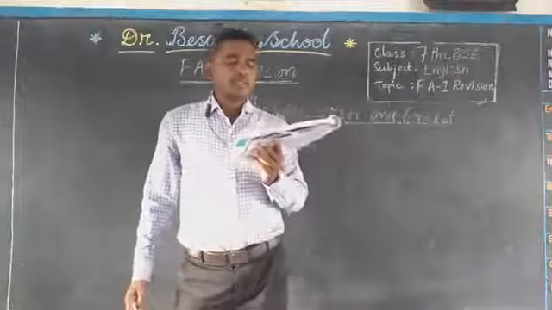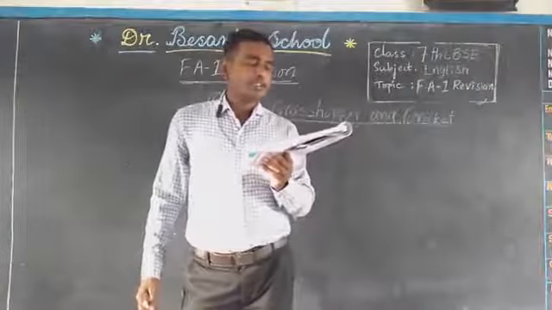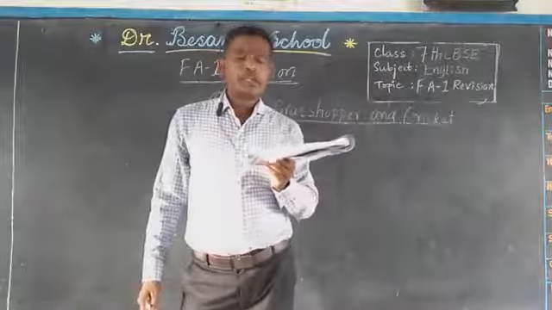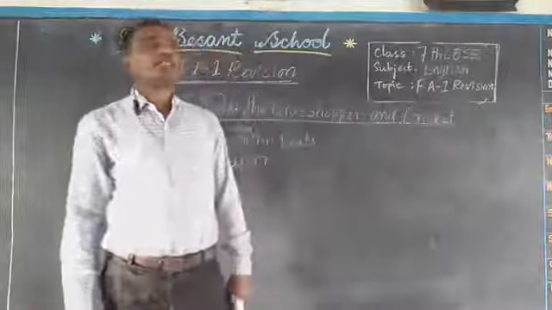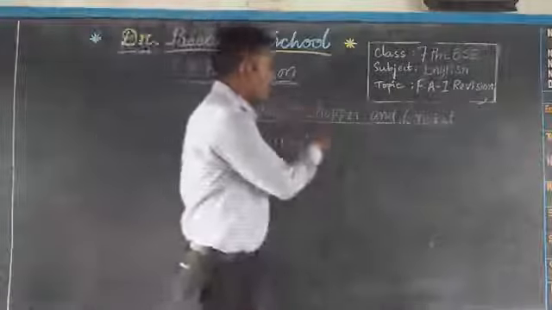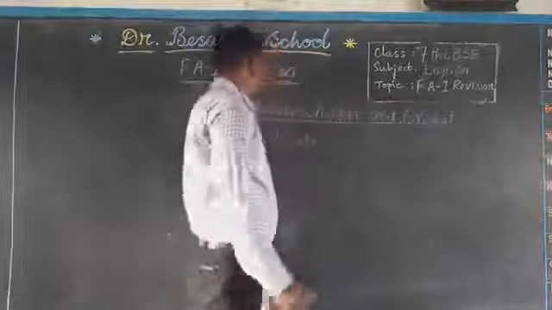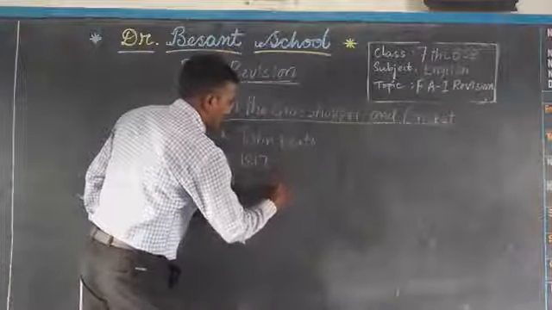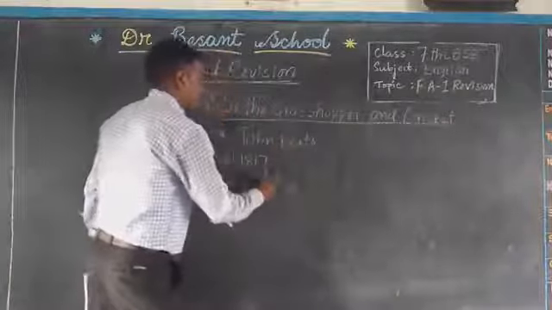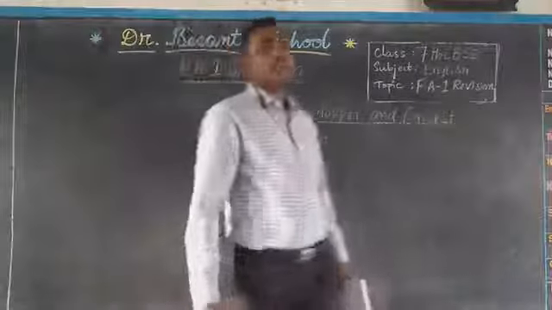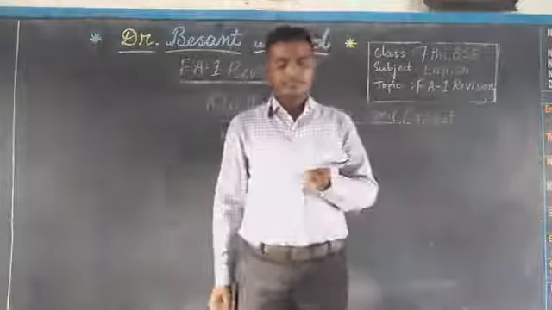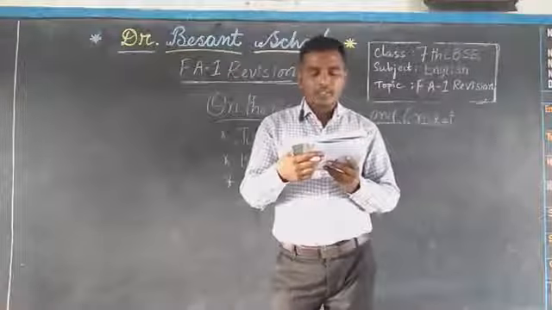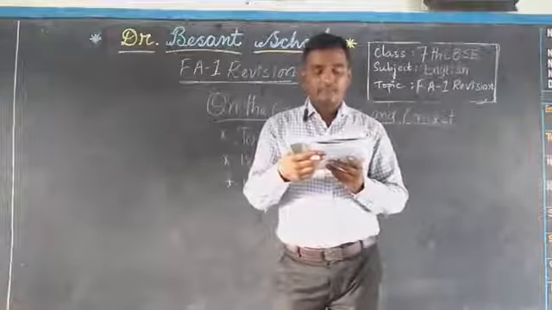Next one, see. It remains one of Keats' most loved poems. Okay, it has 14 lines. How many lines does the poem On the Grasshopper and Cricket have? 14 lines. See children, 14 lines is the correct option, right? Which qualifies it as a sonnet, right?